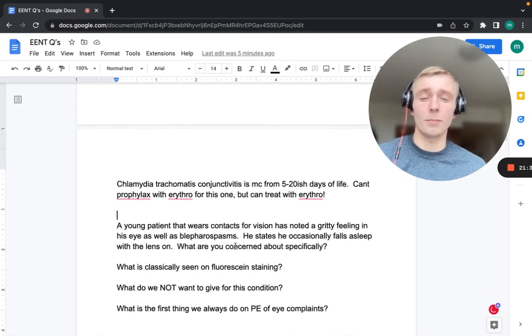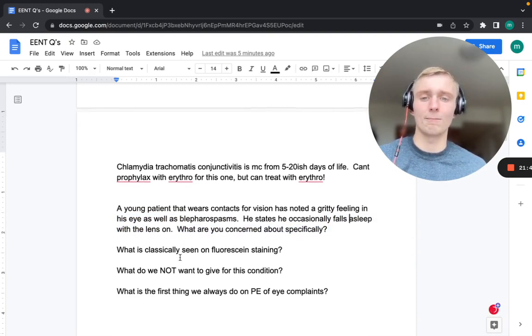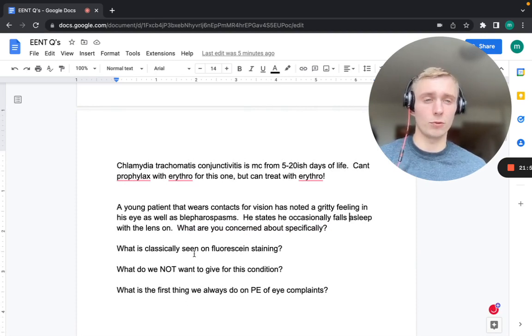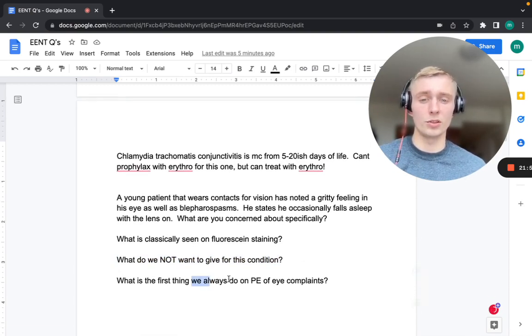Okay, next one. A young patient that wears contacts for vision has noted a gritty feeling in his eye, as well as blepharospasms. He states that he occasionally falls asleep with the contact lens on. What are you concerned about specifically? What is classically seen on fluorescein staining in this patient? And what do we not want to give for this condition? What is the first thing we always do on physical exam for eye complaints overall?